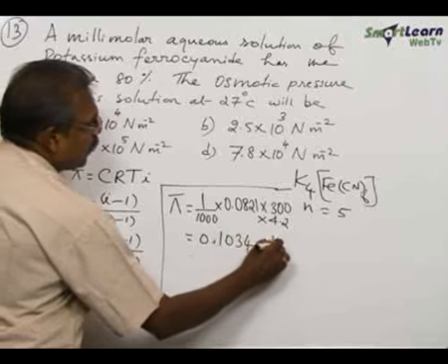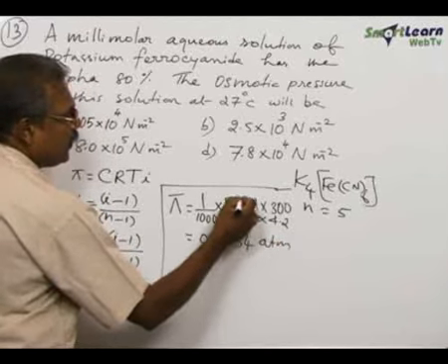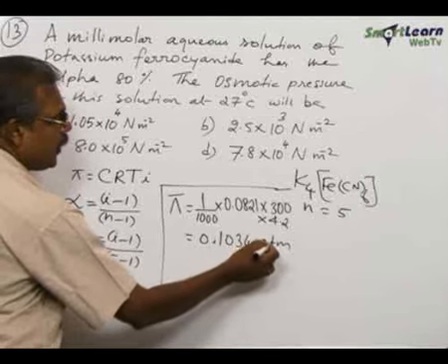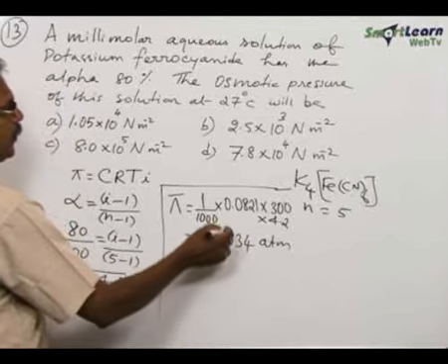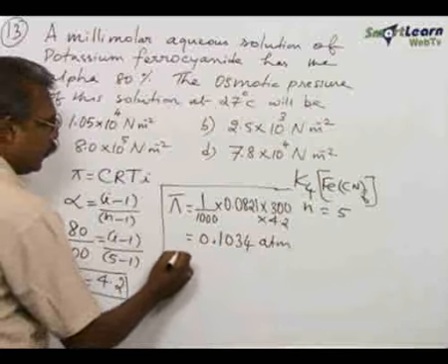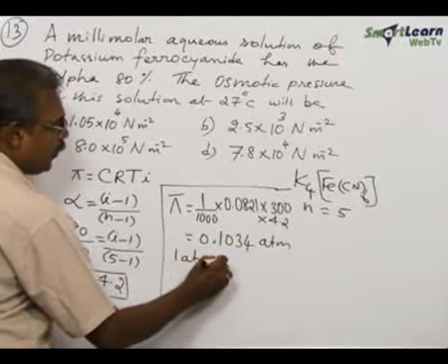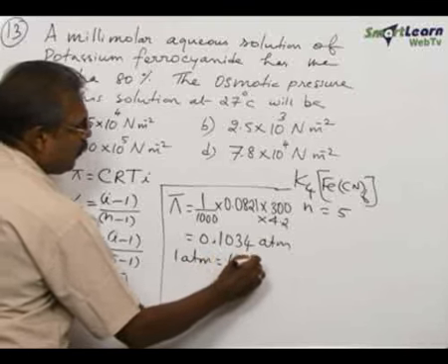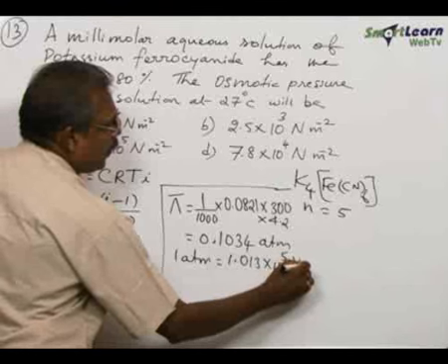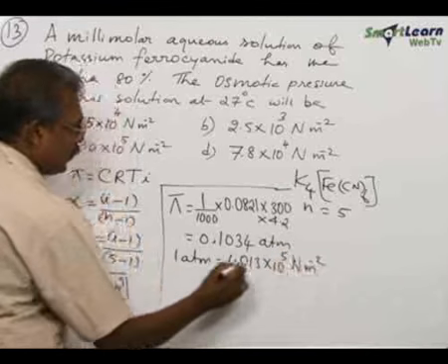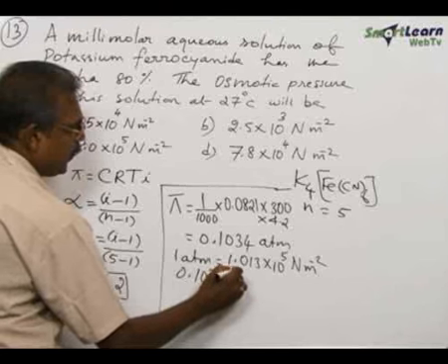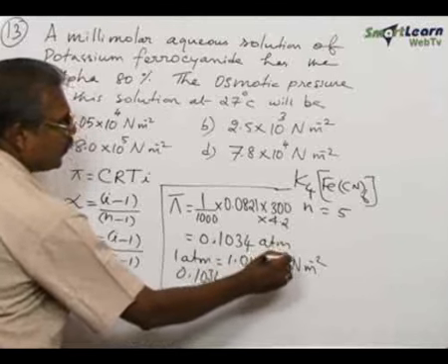0.1034 atmosphere. We solve this, you will get this answer, and 0.1034 atmosphere must be converted into SI unit, because all options are given in SI units. So 1 atmosphere is equal to 1.013 into 10 power 5 Pascal or Newton per meter square. So 0.1034 atmosphere must be converted into Newton per meter square.